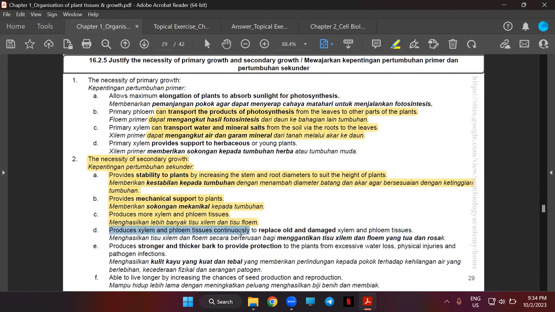Produces xylem and phloem tissues continuously to replace all old and damaged xylem and phloem tissue. Menghasilkan tisu xylem dan phloem secara berterusan bagi menggantikan tisu xylem dan phloem yang tua dan rosak. Another one mark. Produces stronger and thicker bark to provide protection to the plant, one mark already, from excessive water loss, physical injuries and pathogen infections, markah kedua.